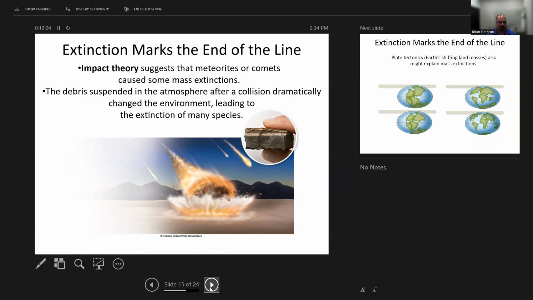Well, of course, you've probably heard about the impact theory, and that's a theory that suggests that meteorites or comets caused some mass extinctions. The debris suspended in the atmosphere after collision dramatically changed the environment, leading to extinction of many species. Obviously, if you're really close to one of these things, it's going to vaporize things there. The Yucatan Peninsula, if you've ever been on a cruise down in the Gulf, you've probably been through the Yucatan Peninsula, and again, it's theorized that's an impact site. They have some sediment layers in there that go with that.